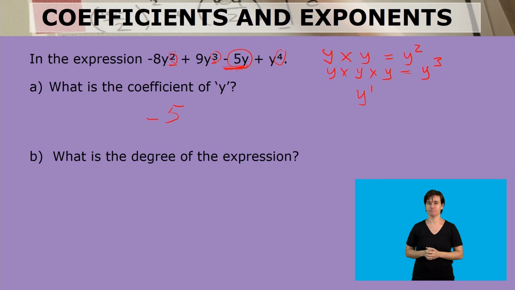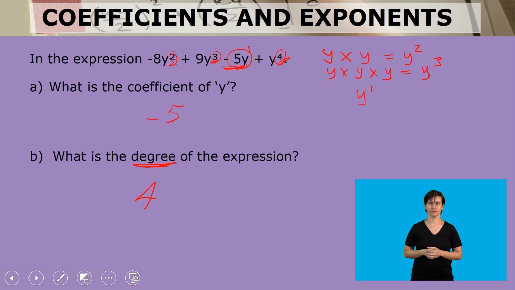The next question is, what is the degree of the expression? Now, degree, we said we consider the exponents in the expression. Let's go back to the expression. The first one is 2, the next one is 3, and the next one is 1, though it is not written in mathematics, and then the last one is 4. So the highest of the 4 is 4, therefore that becomes the degree of that expression. And like we said, we write 4 as a value, not y to the exponent 4.